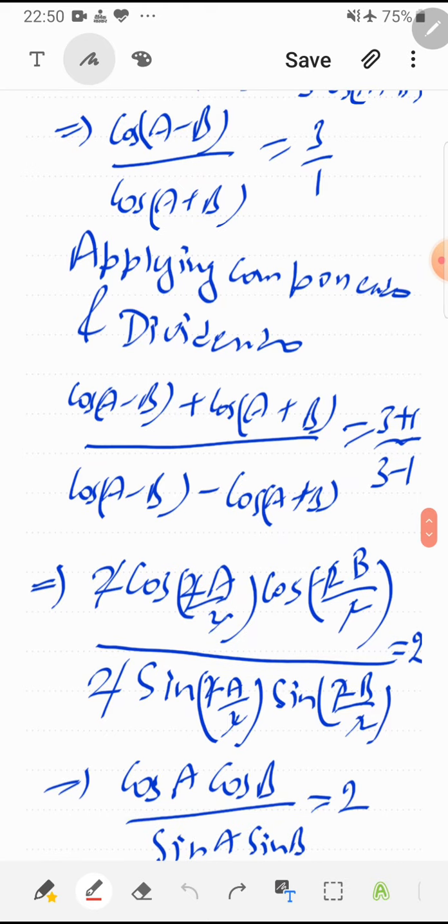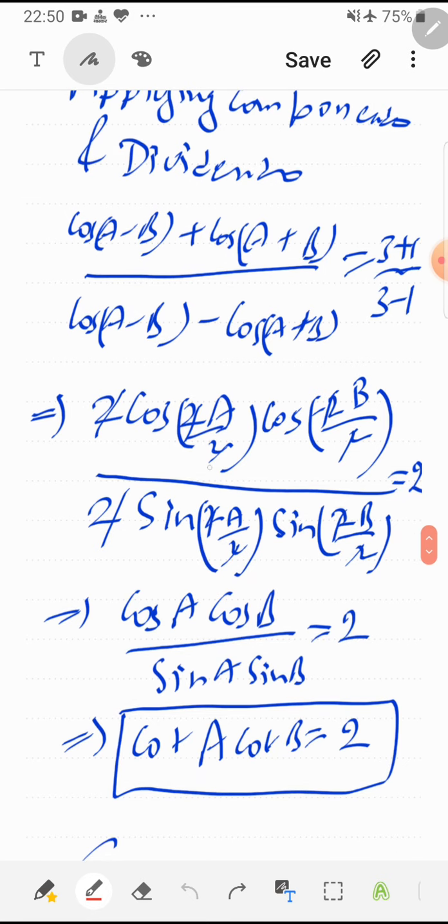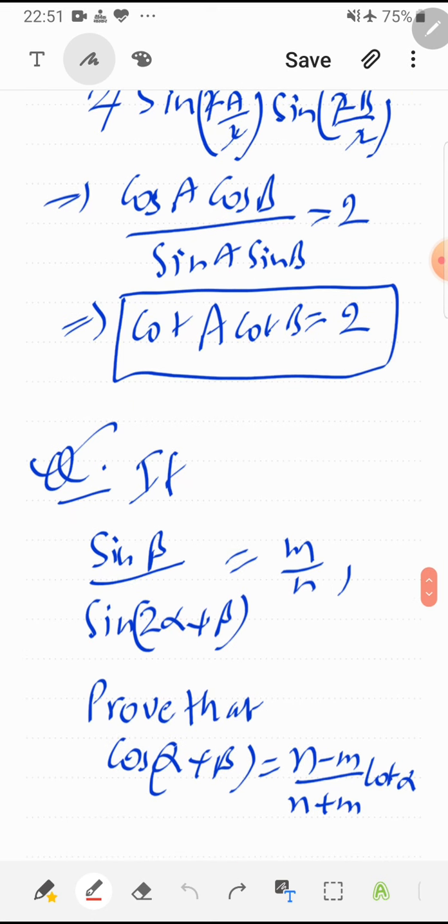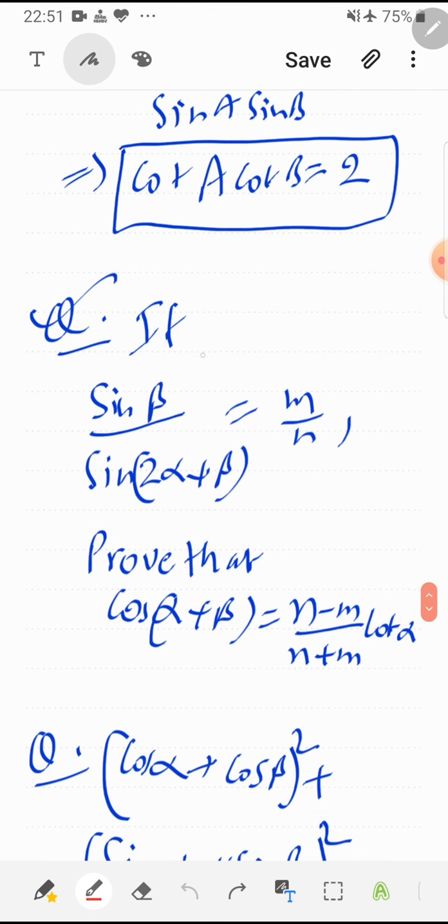Now applying componendo and dividendo, we are left with cos of a minus b plus cos of a plus b upon cos of a minus b minus cos of a plus b is equal to 3 plus 1 upon 3 minus 1. Now we can apply the C D formula, so we get cos a cos b in the numerator and sin a sin b in the denominator, as the 2 cancels out, so that we are left with cot a cot b is equal to 2. A similar question is there, you can try this at home.